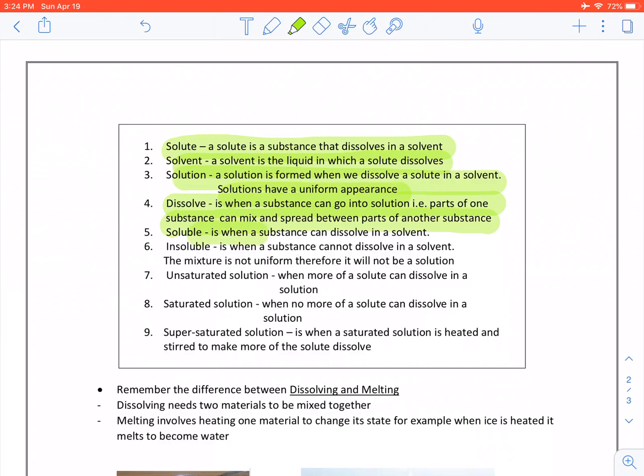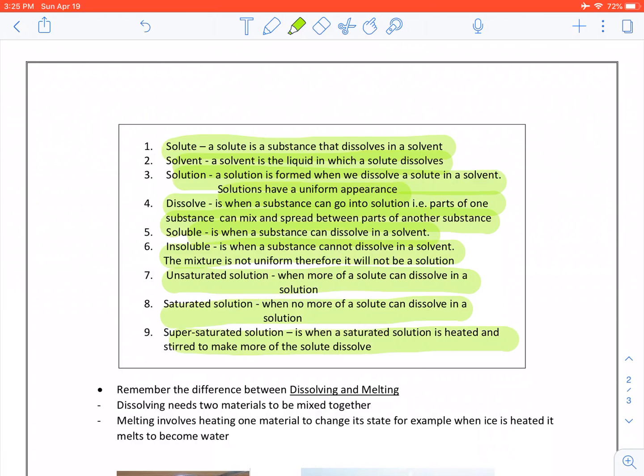Soluble is when a substance can dissolve in a solvent. Insoluble is when a substance cannot dissolve in a solvent. The mixture is not uniform, therefore it will not be a solution. An unsaturated solution is when more of a solute can dissolve in a solution. A saturated solution is when no more of a solute can dissolve in a solution. A supersaturated solution is when a saturated solution is heated and stirred to make more of the solute dissolve. These terms are extremely important to know when we are doing our section on solubility.